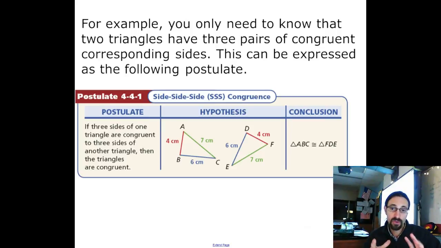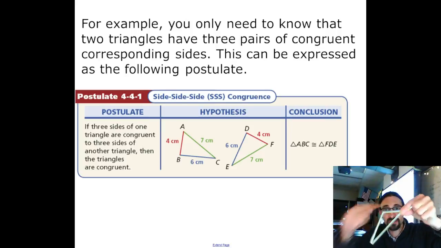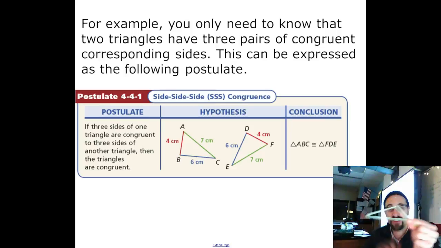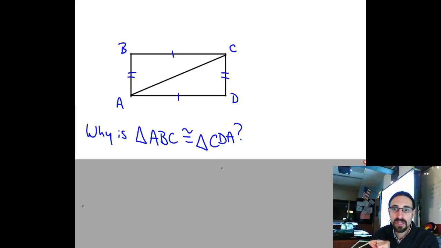For some of you, we did the straw example in class, and you saw that if 3 lengths of a triangle are the same, you can only make 1 triangle out of those 3 lengths. So again, this is a 2, a 4, and a 5-inch piece of straw, and everybody's triangle looks exactly the same. So again, this is a postulate. This is not something that we're trying to prove. We're going to accept it as true without proof. So what does this mean in the real world?